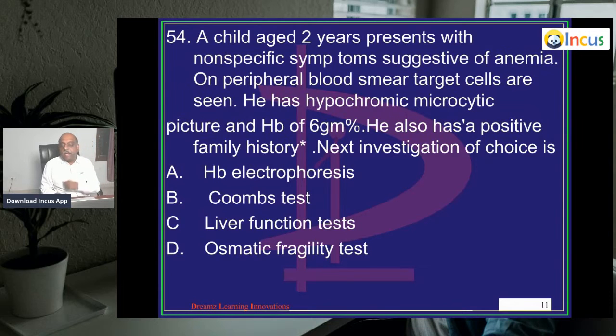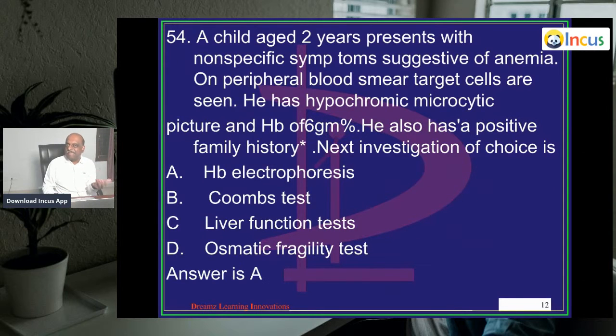A child is aged 2 years, anemia, target cells, very important. Where do you see target cells? He also has hypochromic microcytic picture and a hemoglobin of 6. So how do you want to evaluate? So always remember target cells, thalassemia.